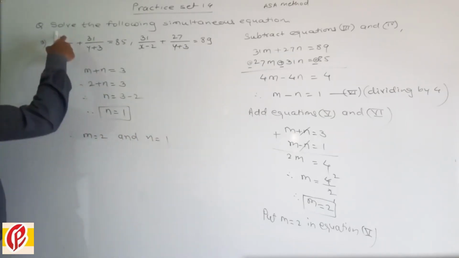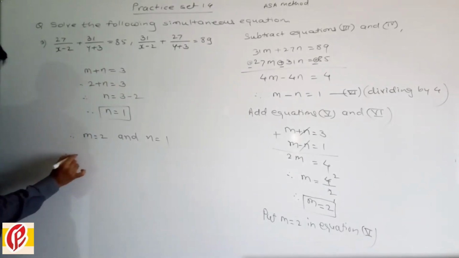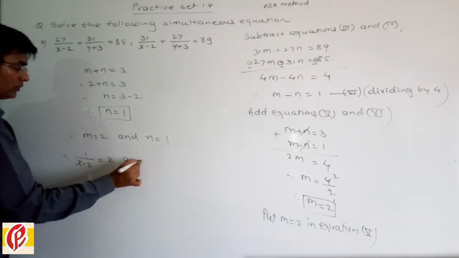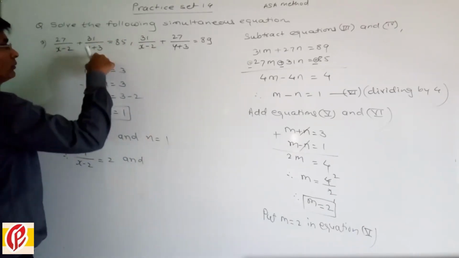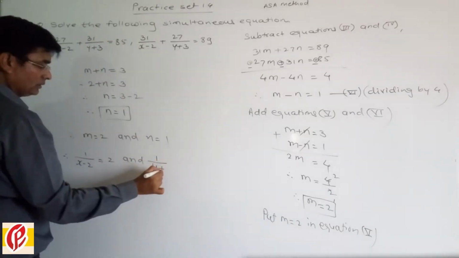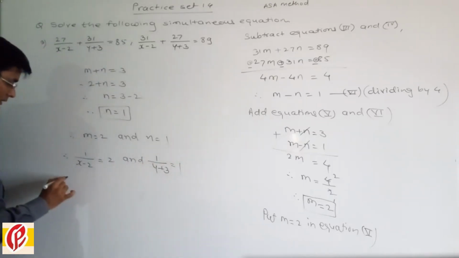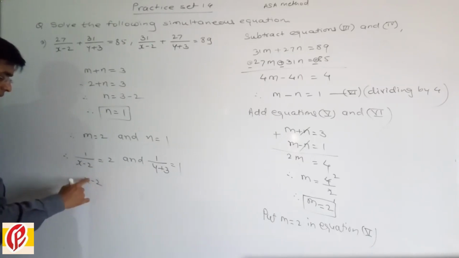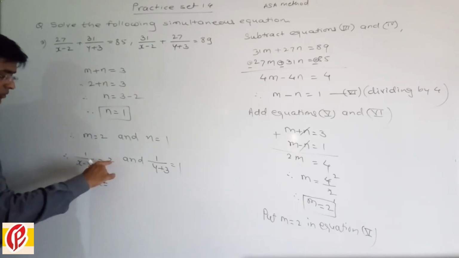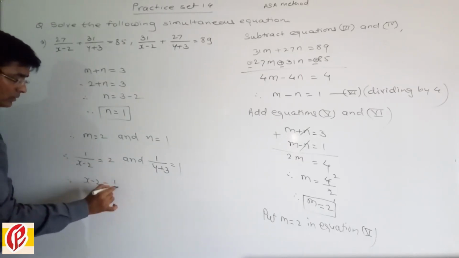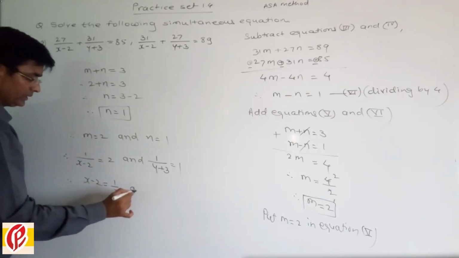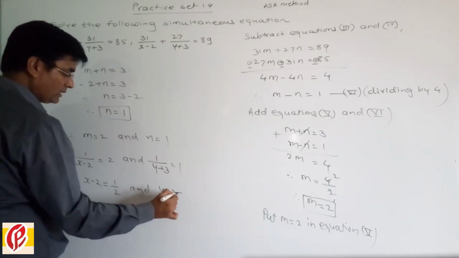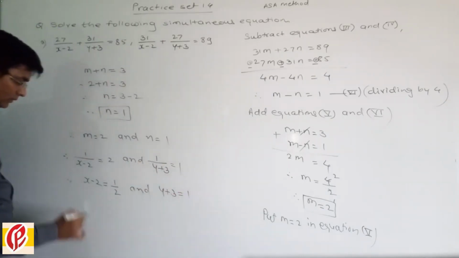But what is the value of m? 1 upon x minus 2. So here 1 upon x minus 2 is equal to 2. And what is the value of n? 1 upon y plus 3 is equal to 1. Now take the reciprocal. 1 upon x minus 2 reciprocal is x minus 2 upon 1. And here 2 upon 1 reciprocal is 1 upon 2. And here 1 upon y plus 3 reciprocal is y plus 3, and reciprocal of 1 is 1.